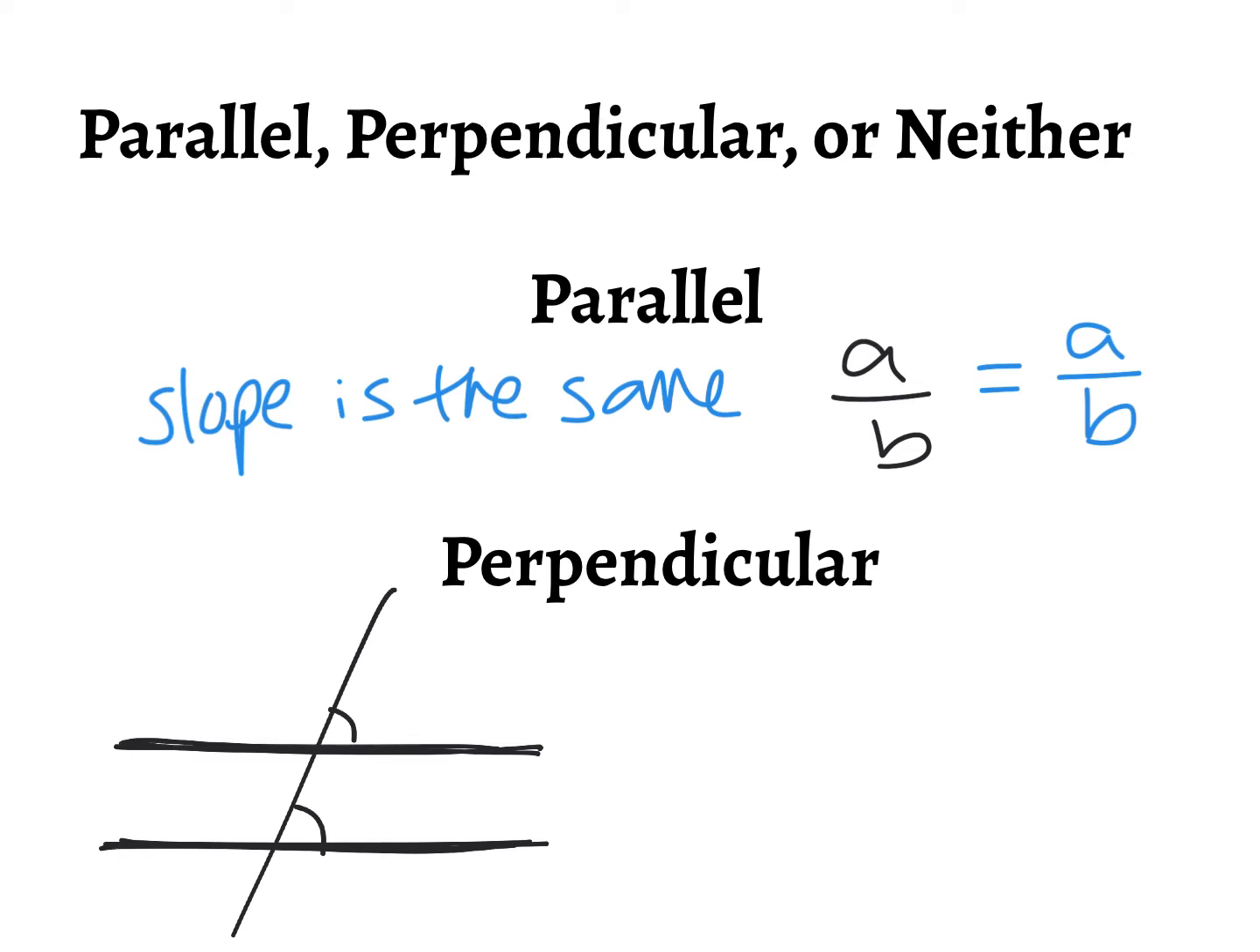Perpendicular is when these lines would intersect at 90 degrees. In order for them to intersect at 90 degrees, the slope has to not be the same. In fact, it's got to be opposite. And the rule that we say to describe it is negative reciprocal.